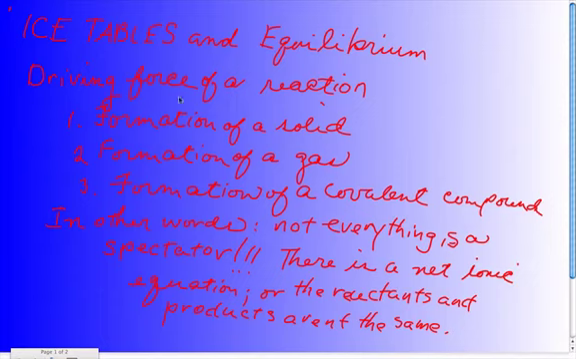Hello students, I want to talk about equilibrium and ice tables. You've learned before that there are certain driving forces for reaction, namely formation of a solid or a gas, or formation of a covalent compound. In other words, for a reaction to occur when you mix a couple things, you've got to make sure not everything is a spectator. So there is a net ionic equation. In other words, the reactants and the products are not the same.